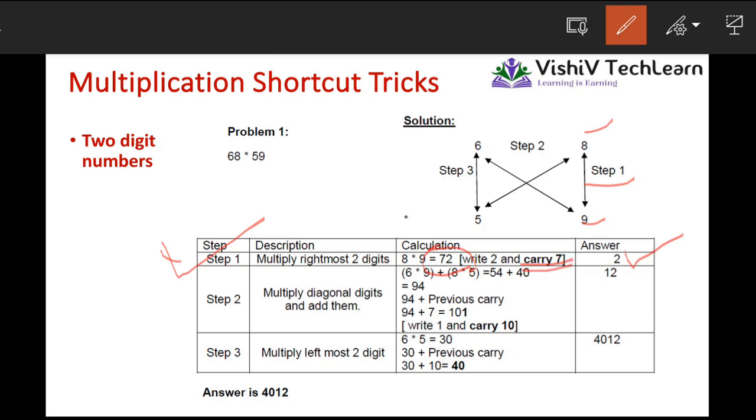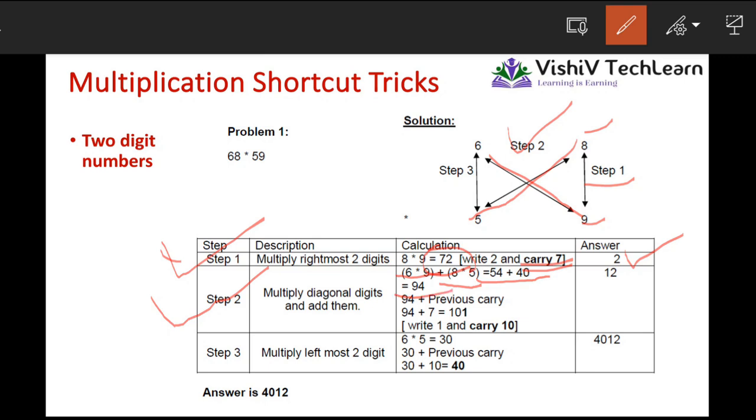In the next step, in case of step 2, we have to multiply 9 and 6 plus 8 and 5. Multiplication of 8 and 5. So here in case of step 2, you can see 6 into 9 plus 8 into 5. That gives the answer as 54 plus 40, and the final answer will be 94.